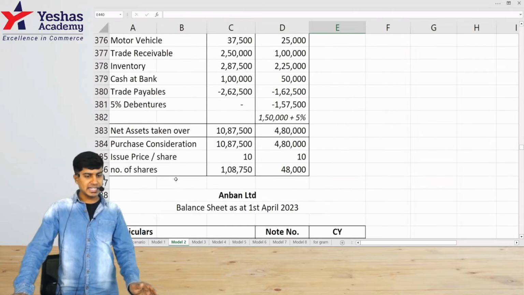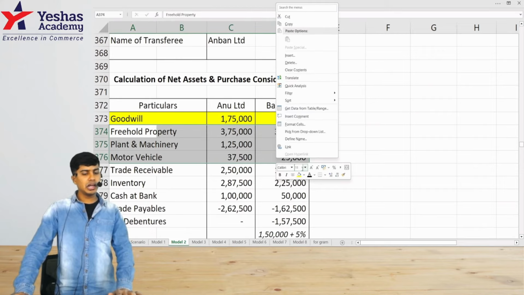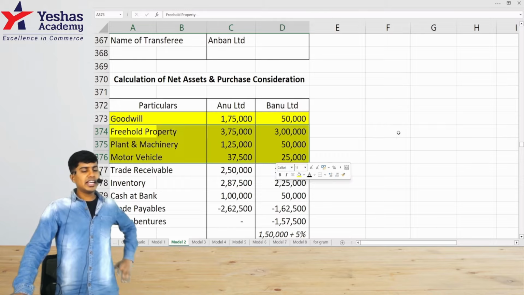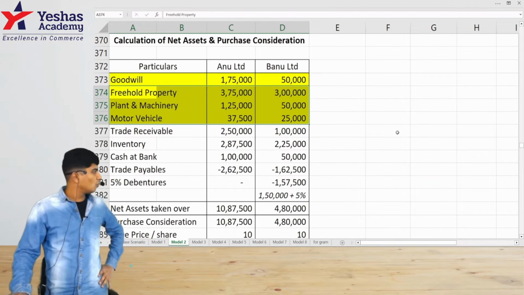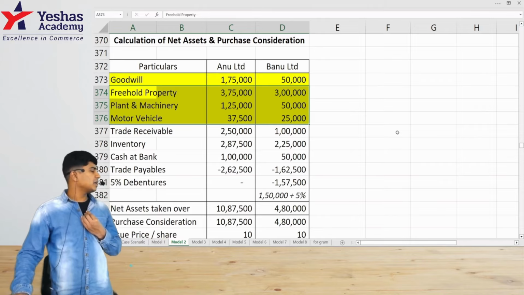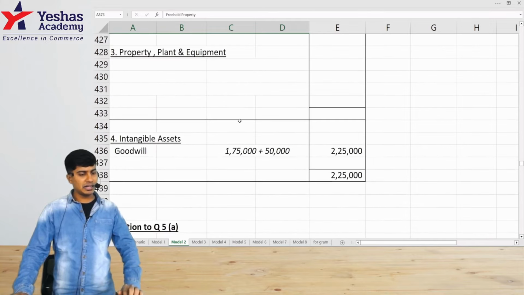Come back to this next item. What's the next item? Can I write freehold property, plant and machinery, motor vehicle, all the three items together as my PPE? Check that: 375 plus 3 lakh, 675. 125 plus 50, 175. 37,500 plus 25. Let's write that in our property, plant and equipment note.